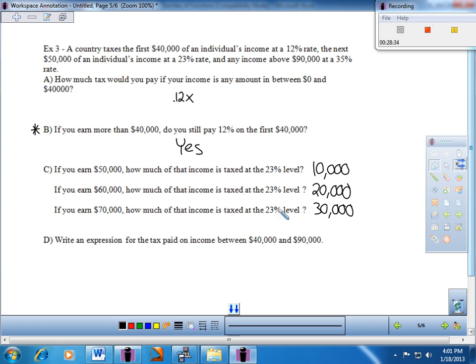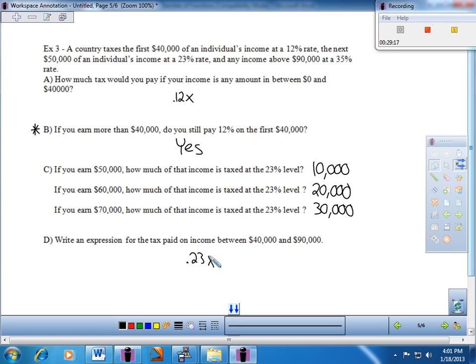Now, let's see if you can generalize. It says, write an expression for the tax paid on income between $40,000 and $90,000. This would be the middle level in this three-tiered progressive tax system. You're going to pay 23% of it, no matter what. So just this part. Forget the first $40,000 for right now. We'll come back to that piece. But you pay 23% not on X. Let's be clear, that is not correct, because I don't pay it on all the income, only on the money above $40,000.